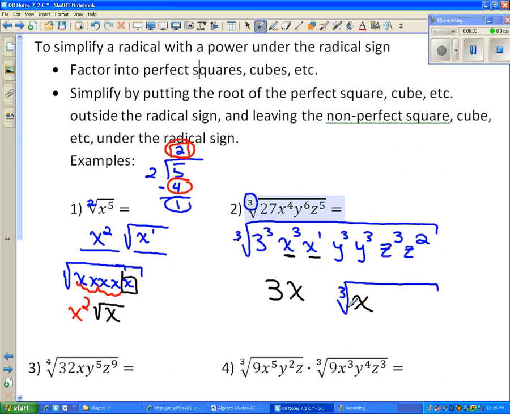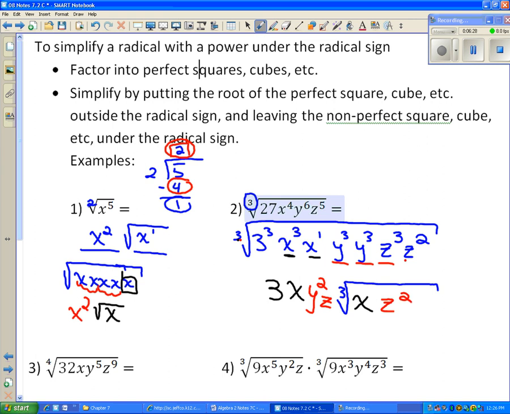Let's look at my y's. I have a y cubed and a y cubed. There are 2 sets of 3, so that's 2 y's, or y squared, that comes out. That's all my y's, so there's nothing that stays inside my cube root. Z to the third comes out as a plain z when I take the cube root, but I'm left with a z squared on the inside.